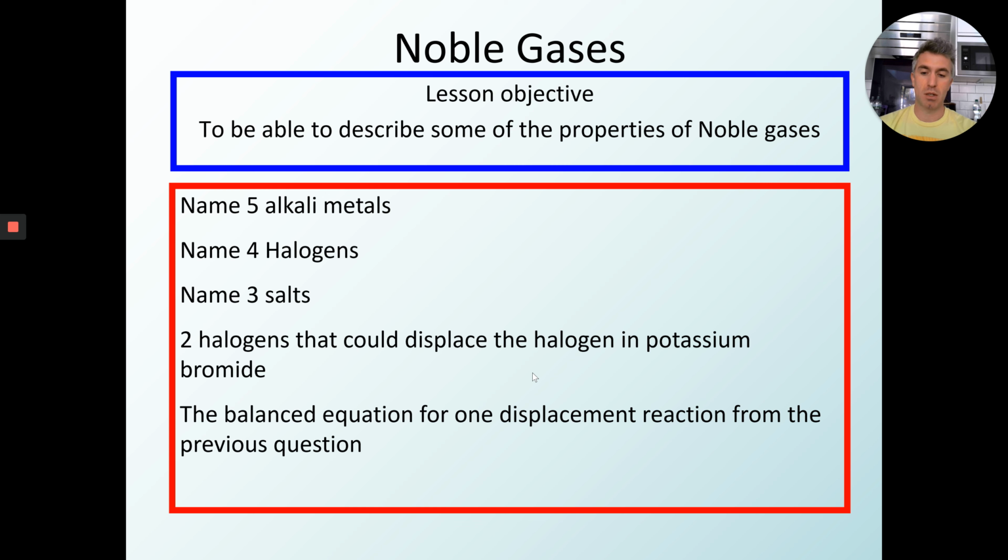So the previous question is asking about a displacement reaction. Which halogen could cause a displacement reaction with potassium bromide? When you've chosen it, write it down as a balanced equation. Pause. Do it. Go.